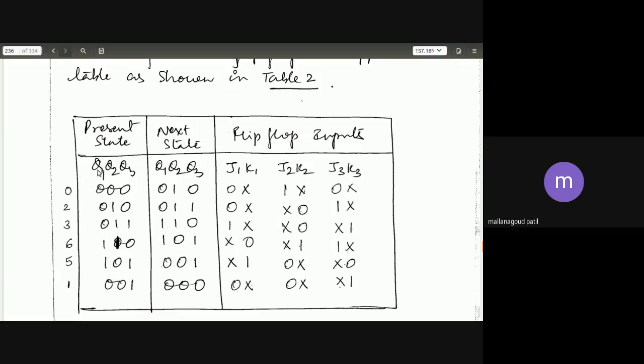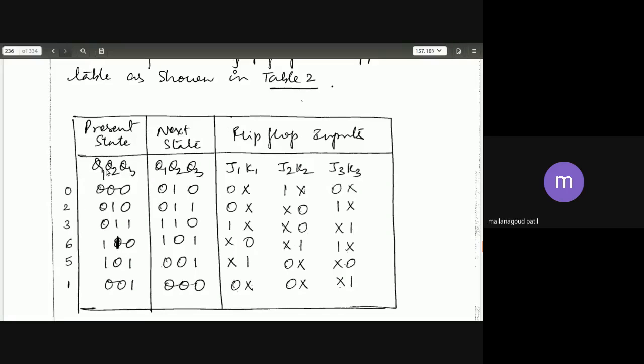Okay. Third bit is 0 for present and next it will be 1. Is it a set case or reset case? Set case. What JK condition is needed to set the flip-flop? 1 0. J is 1, K is 0, set case.